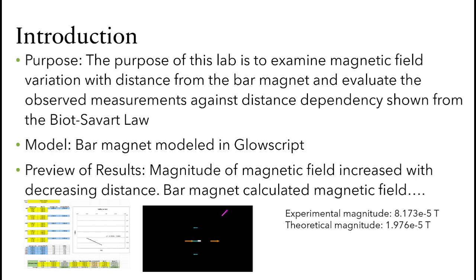Magnitude of the magnetic field increases with decreasing distance. So the closer it gets to the bar magnet, the greater the magnitude of the magnetic field. The calculated magnetic fields for experimental was 8.173 times 10 to the negative fifths, and our theoretical was 1.976 times 10 to the negative 5. And the bottom left two images show our experimental data and our model on GlowScript.